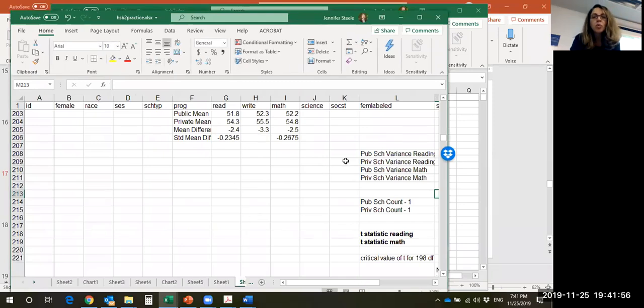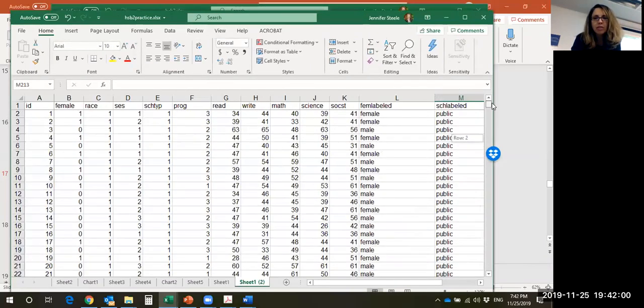Okay, so what we're going to do is a t-test of whether private school kids get higher test scores than public school kids. We're using the same data set that we used for the first two Excel tasks. And let me make sure my screen is still sharing because I really want this to work properly. Yeah, good.